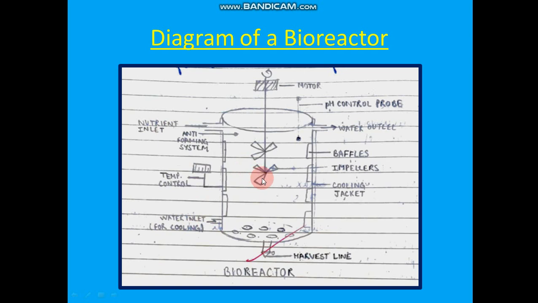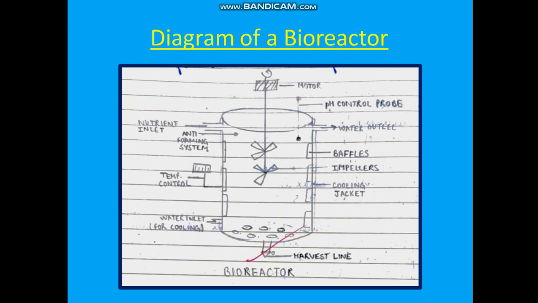These are the impellers, the fan-like things which are present in the center. These impellers are also called agitators. Agitators means which agitate something, which keep on mixing something. So just like fans, they are also rotating. You can see there is a motor going up here. This motor keeps on rotating, which ultimately rotates these impellers, and there is turbulence inside. Clear?